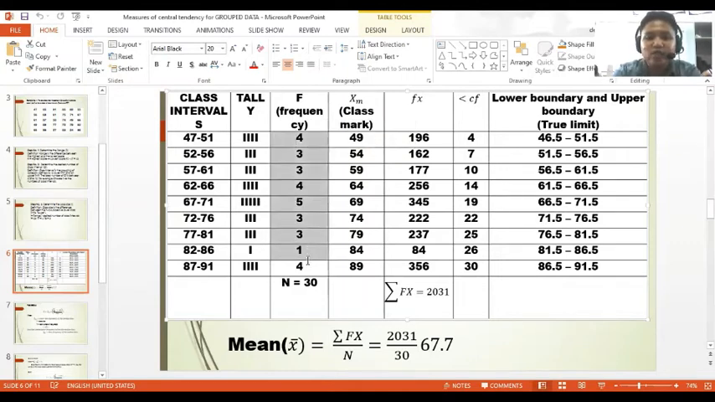After that, you need to add the frequency. Kung tama na 30, kasi 30 man din sila lahat-lahat, ibig sabihin, magiging tama yung nagiging tally mo dito. So, proceed ka na sa next na goal mo, which is kukunin mo yung class mark or yung midpoint. Paano kinukuha ang midpoint? Kinukuha ang midpoint doon sa class interval.